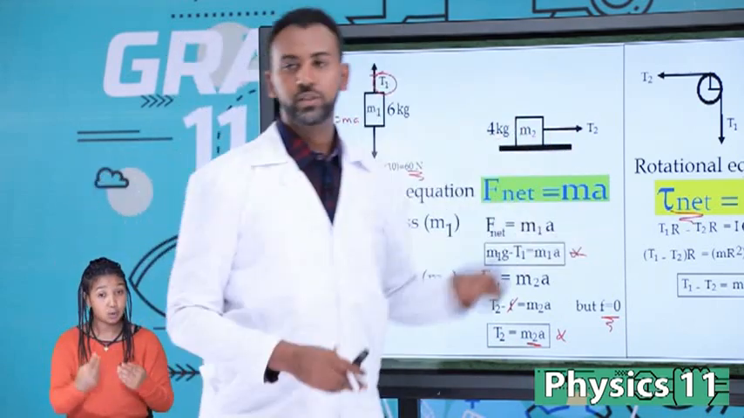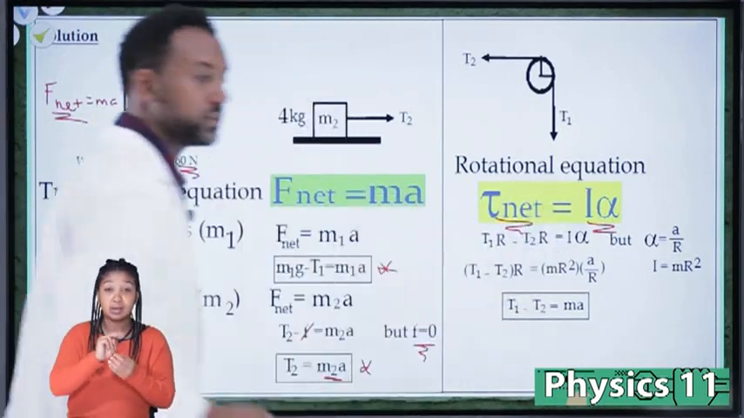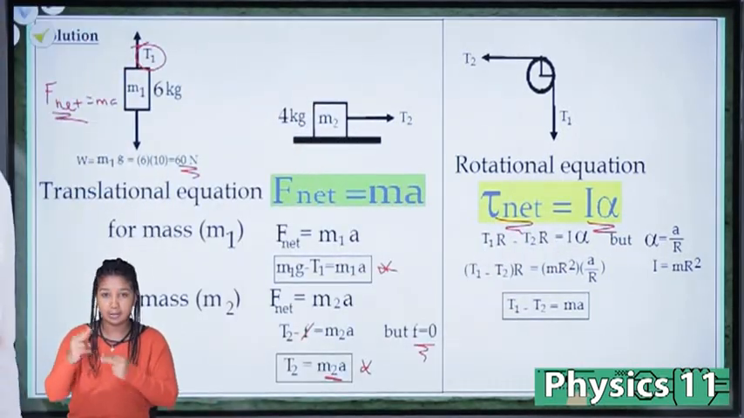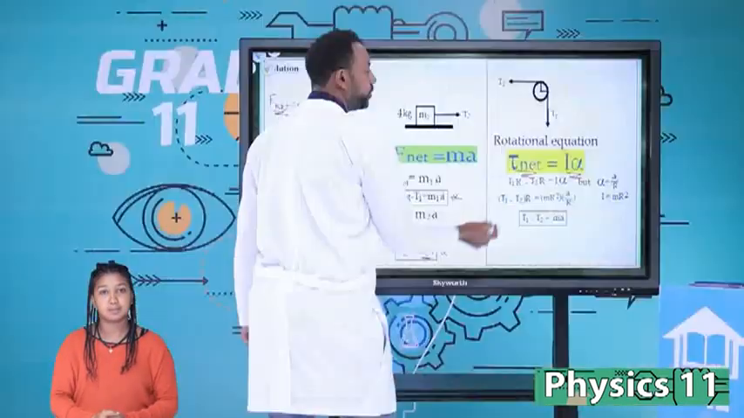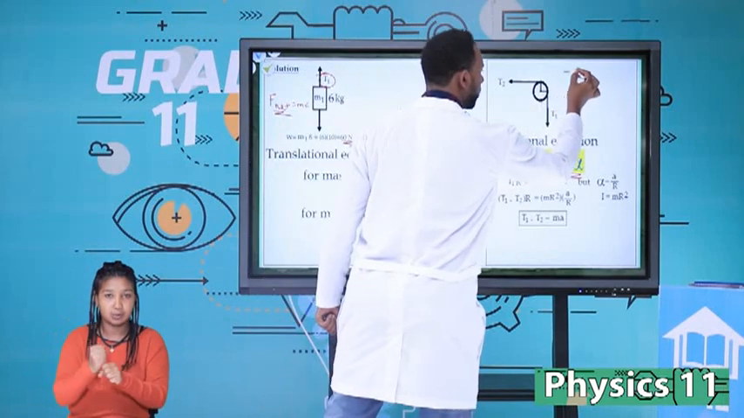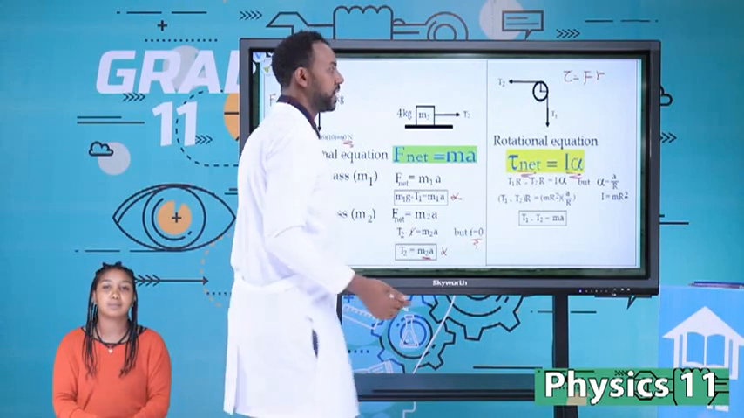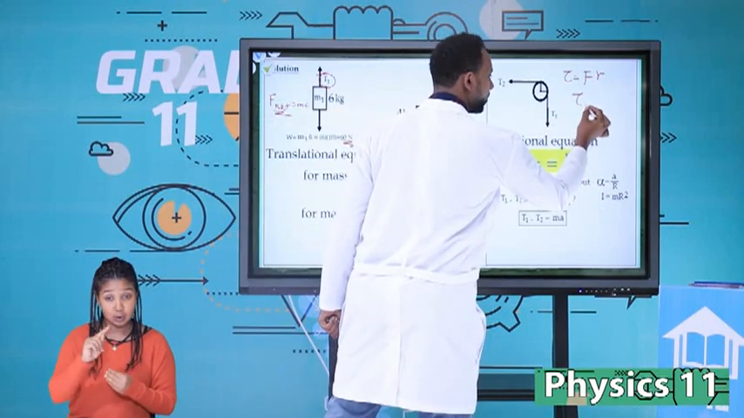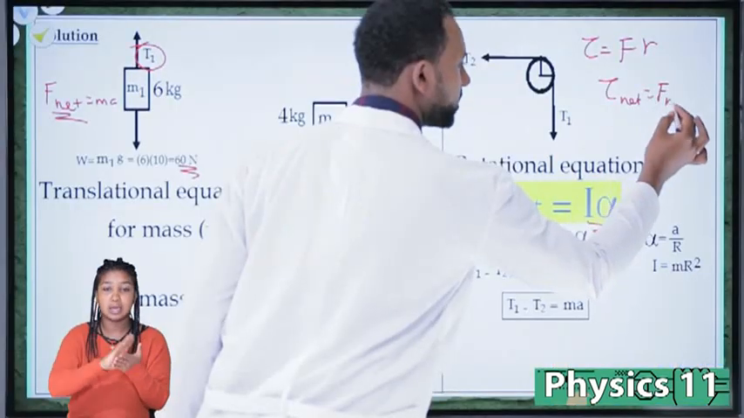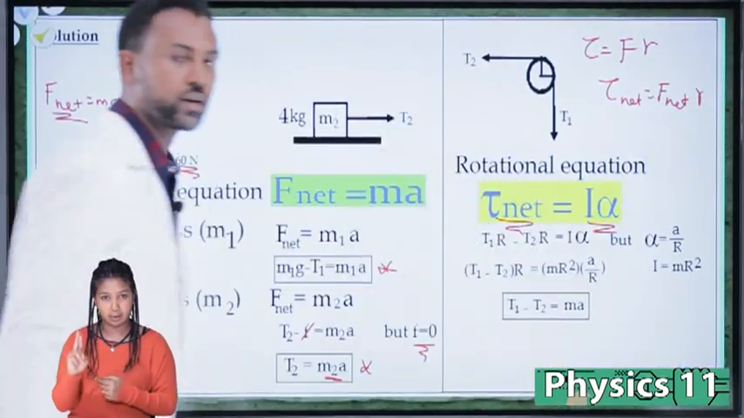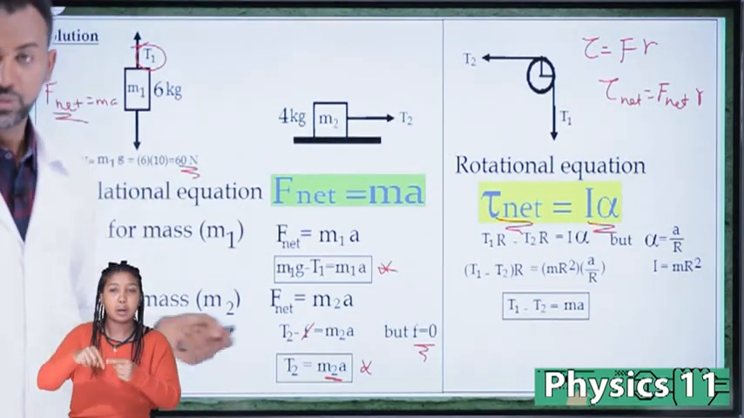But here we have rotational dynamics. And rotational dynamics states that net torque is equal to I times alpha, where I is the moment of inertia, and alpha is the angular acceleration. And how do we determine the net torque? We know that torque tau is force F times R. In this case, to determine the net torque tau, it is equal to net force times R. What is the net force exerted on this rotating pulley, on this disk?